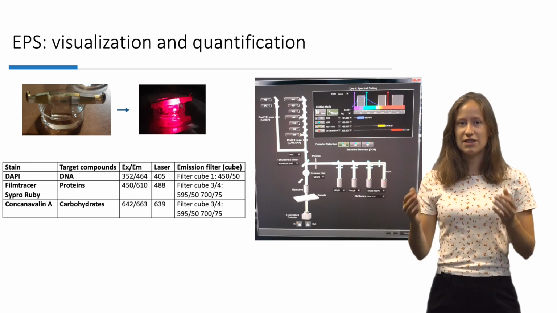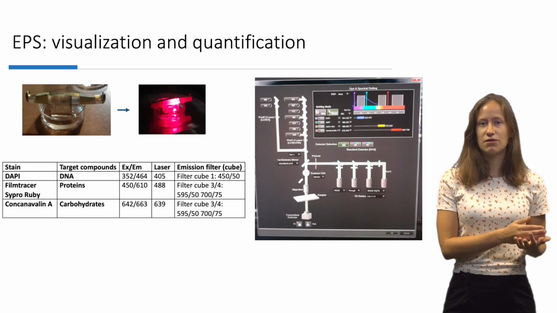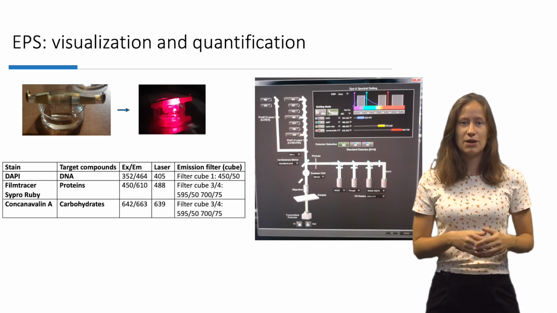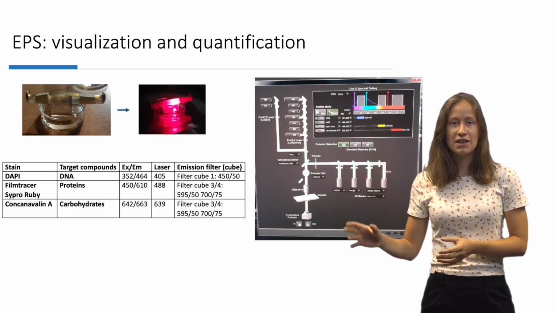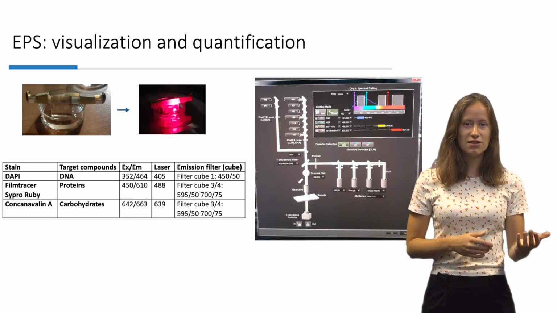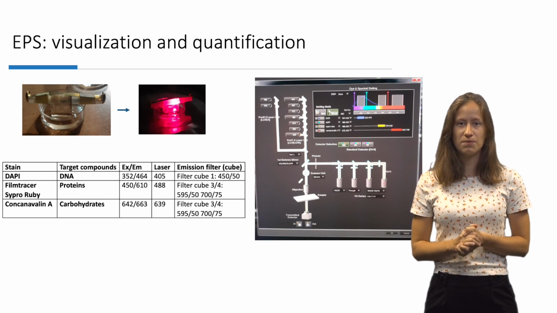These dyes have different excitation and emission wavelengths, as you can see. For example, the laser of 405 nanometers will excite the DAPI stained cells, and we can see the signal in the region of around 500 nanometers. The stains did not interact with each other, and the right combinations of lasers and filter cubes were available at the Nikon microscope of the proeftuin.